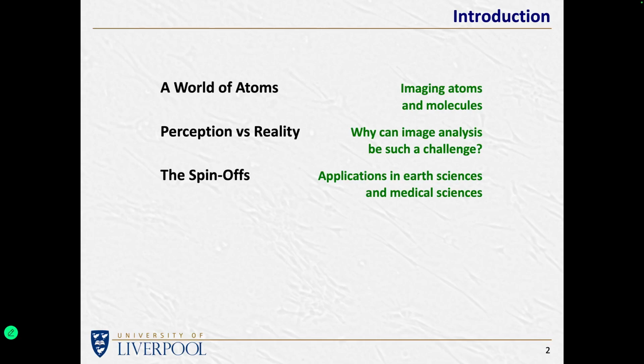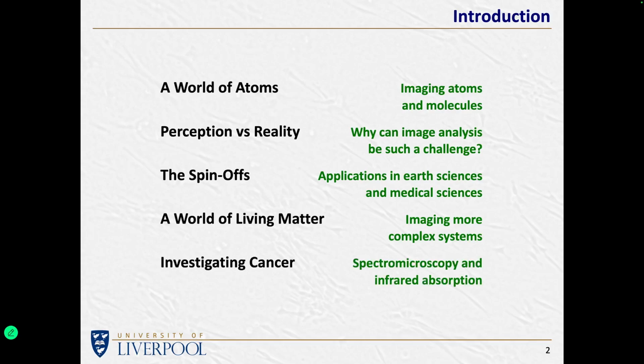And I'll be looking at spin-offs of what I've been doing over the last few decades in terms of looking at images, spin-offs in the earth sciences and in the medical sciences. And I'll spend a lot of time at the end looking at what I've been doing most recently, which is looking at complex systems. And complex for me means not something as simple as an atom, but complex means, for instance, biological systems, which are full of thousands of different types of molecules. And I'll finish with looking at what I'm doing at the moment, which is looking at spectroscopic and imaging studies of cancer.